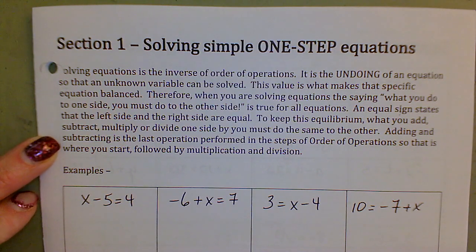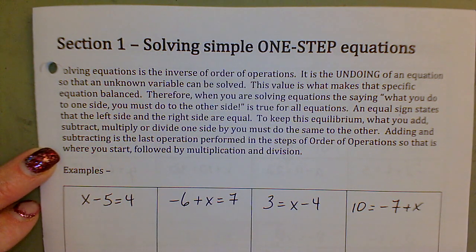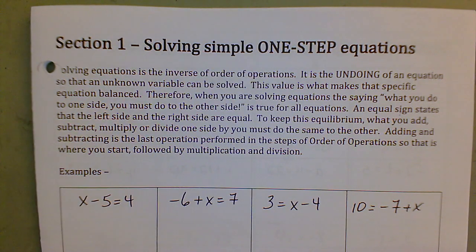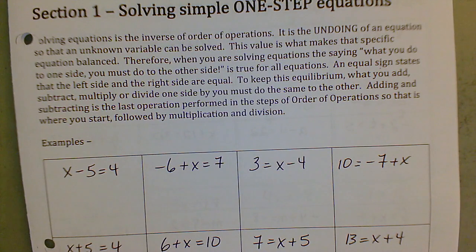Adding and subtracting is the last operation performed in the steps of order of operations, so it is where you will start in solving equations. Then multiplication and division is the second thing. So what we're doing here is actually undoing things. Undoing means that we are going to do the opposite operation that is in the question.